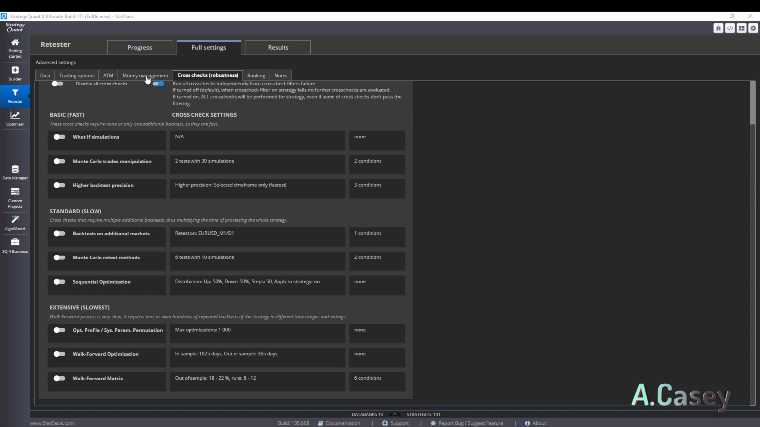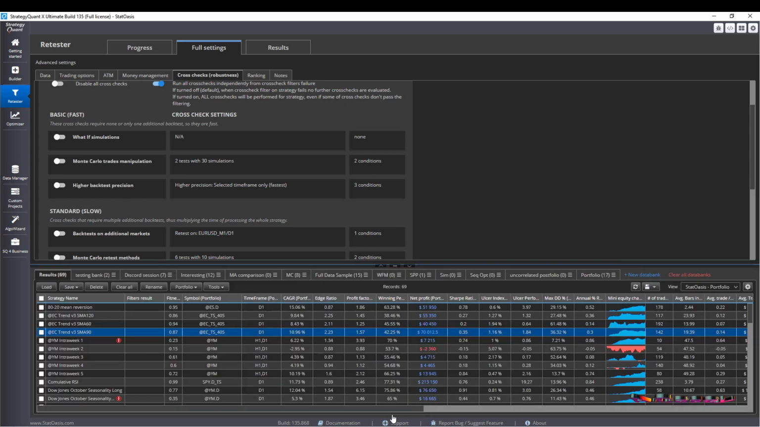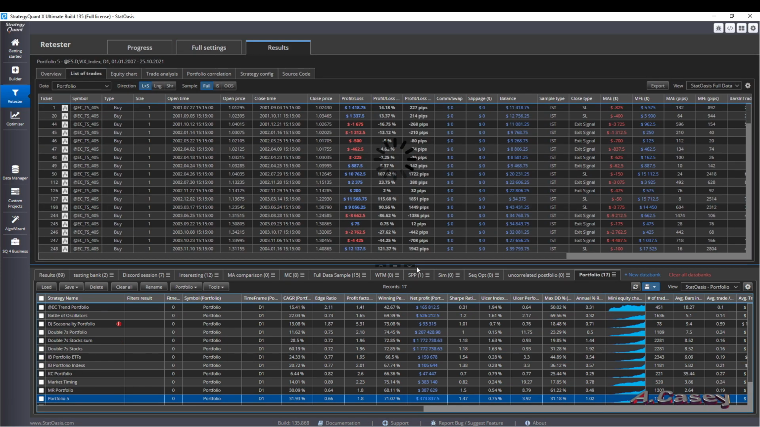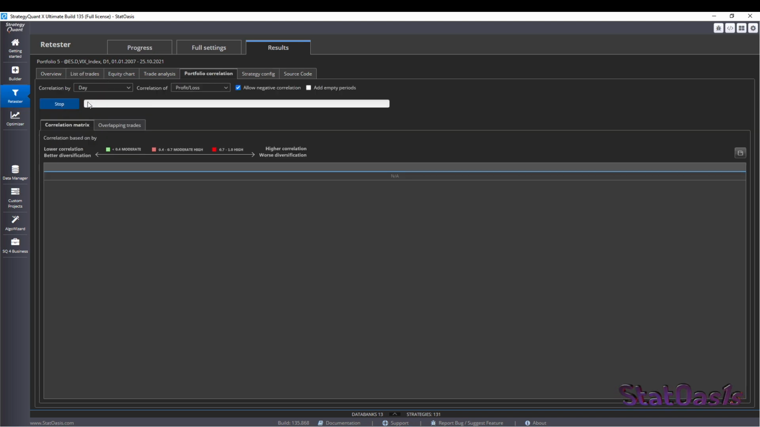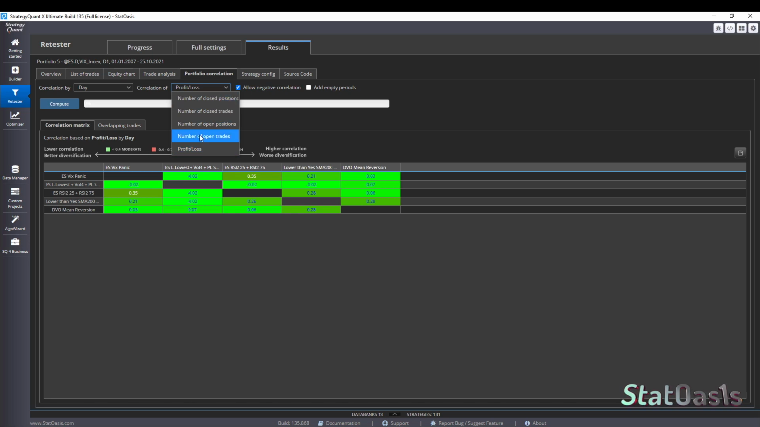Correlation there is a lot easier in SQX, because if you have all the strategies, you can easily add them in Retester and put them in a portfolio and do the portfolio correlation. So that is simple to do. But to do so for example here, say you brought the strategies together and now you go to correlation, and you can do it on profit and loss, you can do it on open trades, but I'm assuming you have the strategies already there.